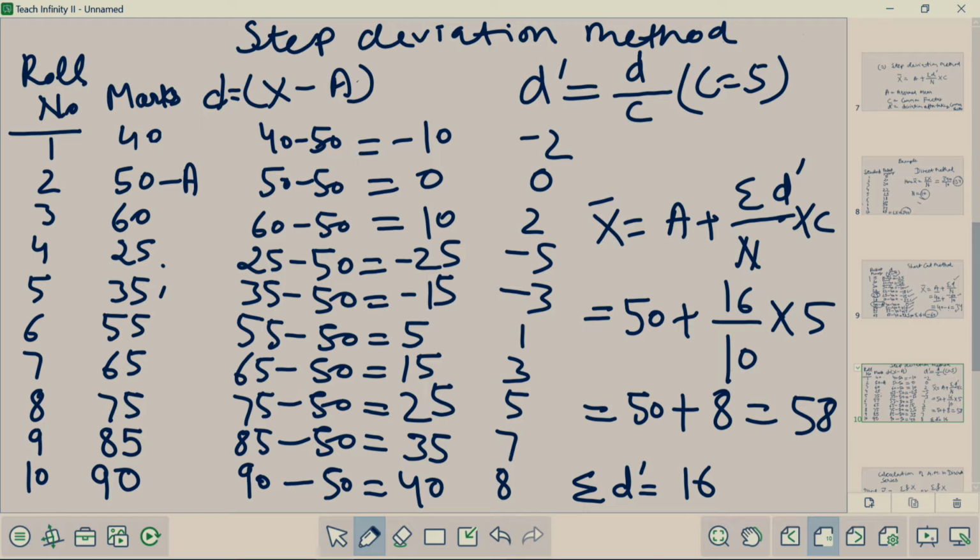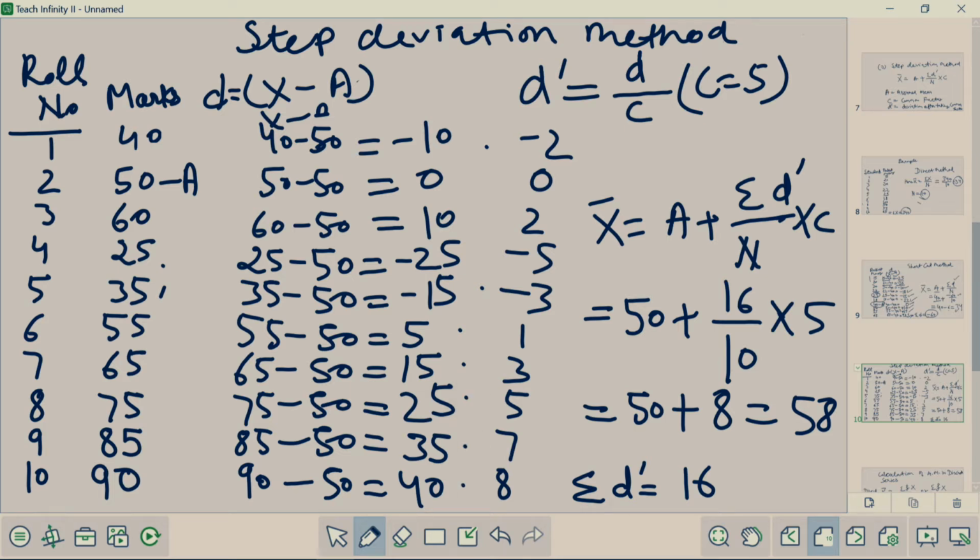Now we need to calculate deviation here. First we calculate deviation in the same manner as we calculated in the shortcut method. Here we require d is equal to x minus a, right. So deviation is 40 minus 50, 50 minus 50. This is the x, and you subtract a from the x. So you can see the values of deviation: minus 10, then 0, then 10, then minus 25, then minus 15, then 5, 15, 25, 35, 40, right.